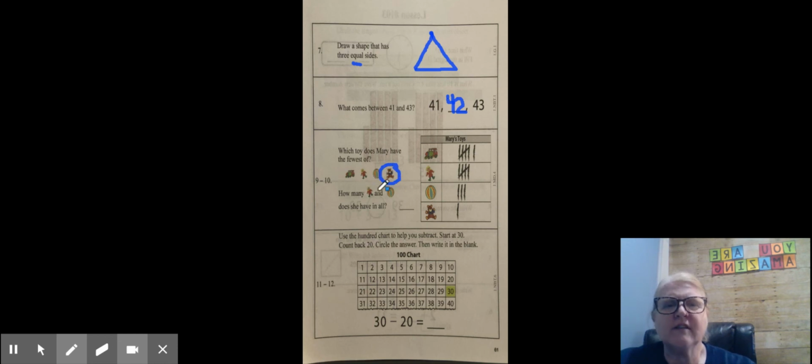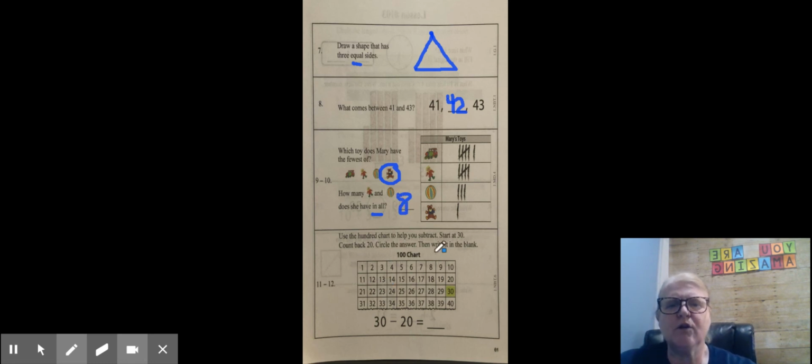How many dolls and balls does she have in all? So now we are adding, because it says in all, the dolls and the balls. So there's 5, and we'll count on 6, 7, 8. So 8 in all.